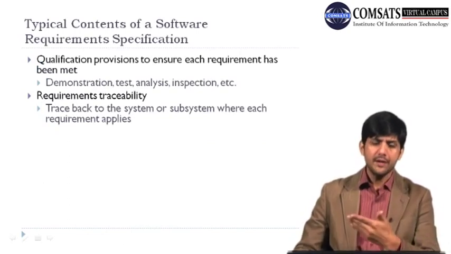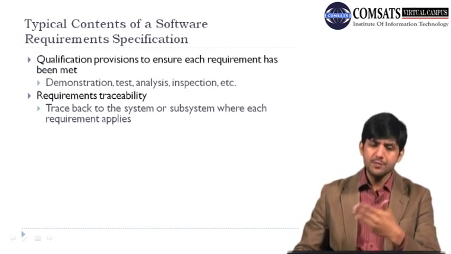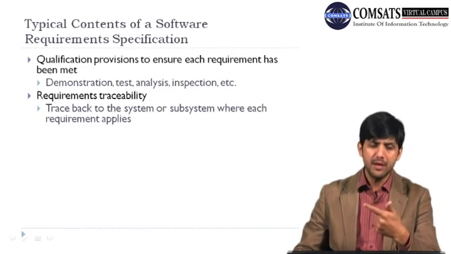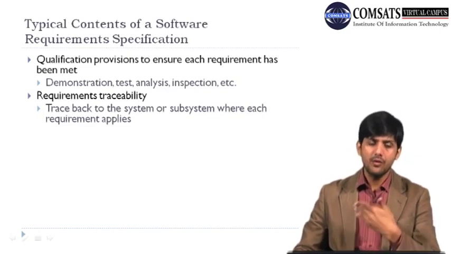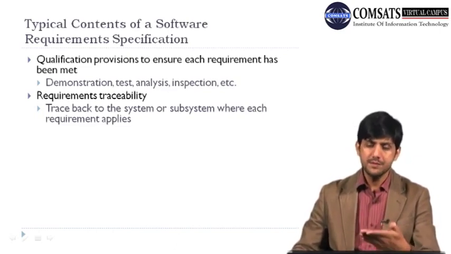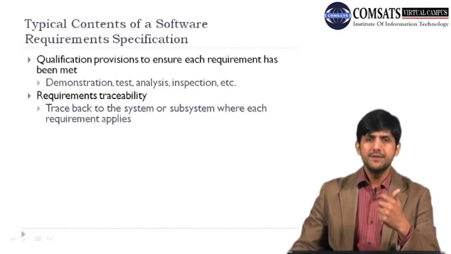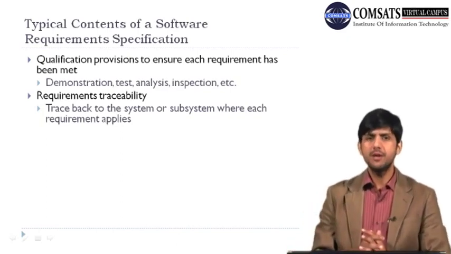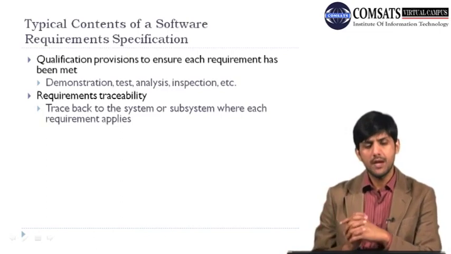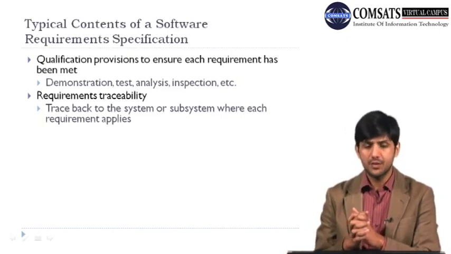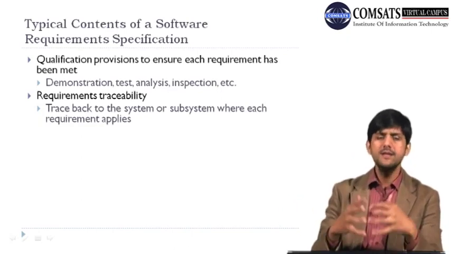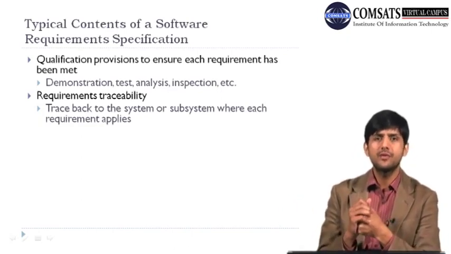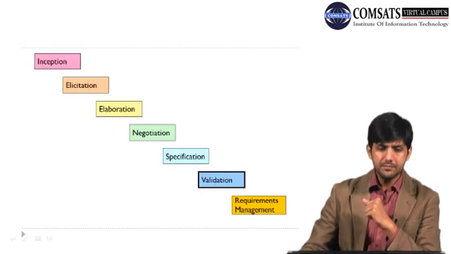And there are a few other contents as well. For example, qualification provisions to ensure each requirement has been met: demonstration, test, analysis, inspection, etc. And requirement traceability: information on requirement traceability, tracing back to the system or subsystem where each requirement applies. So we'll talk about the requirement traceability matrix in a bit when we move to the requirement management task of the requirement engineering process. So let's keep this discussion for that. But these are the general contents of a software requirement specification document.